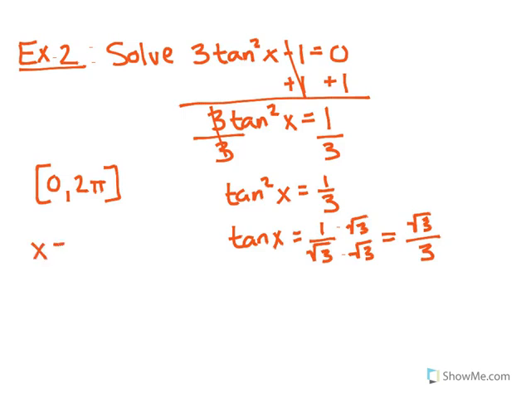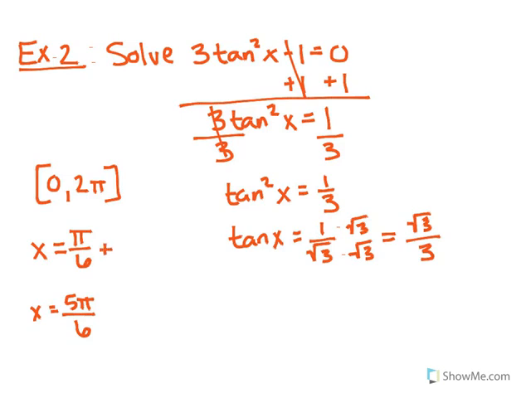So we're going to have this happen when x is equal to two different values. The first one being pi over 6, and the second one being 5 pi over 6. Now, tangent does not have a period of 2 pi like sine and cosine. Tangent has a period of pi.